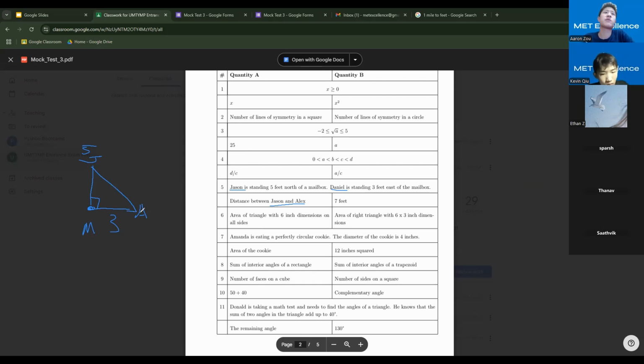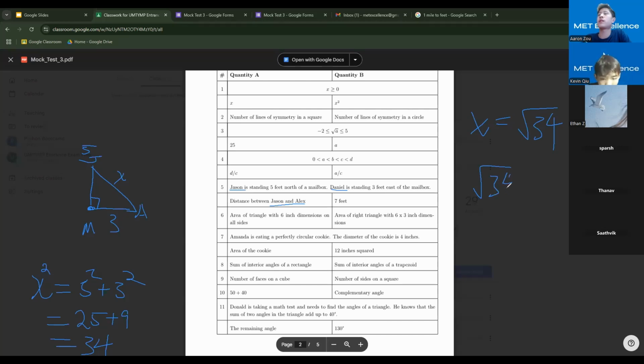The distance between Jason and Alex, which I'll call x, from the Pythagorean theorem: x squared equals 5 squared plus 3 squared. That is 25 plus 9, which equals 36. No, 34. So x equals the square root of 34. And we know that the square root of 34 is less than the square root of 49, which equals 7. So in this case, the answer would be B.